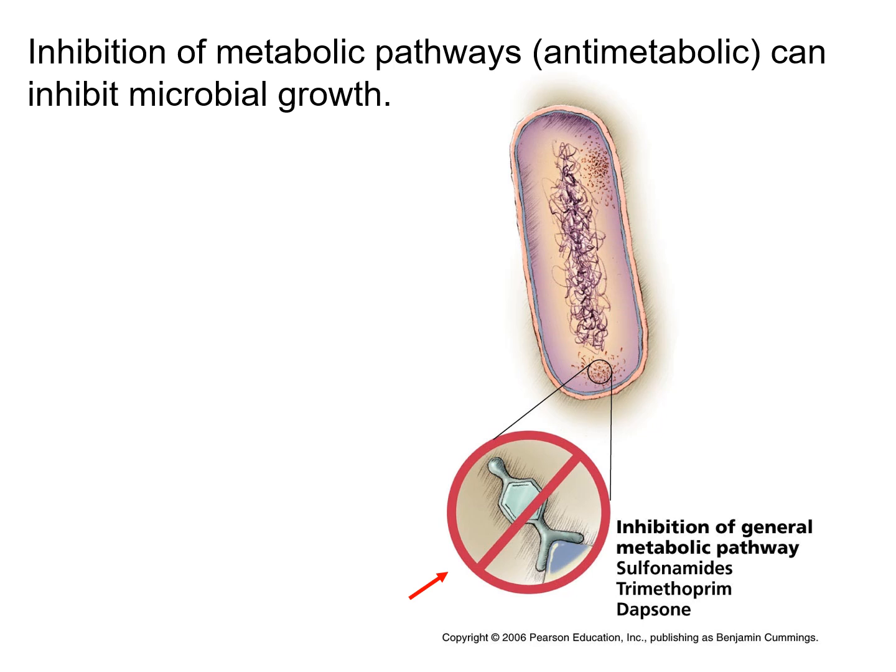So let's expand on metabolism. Inhibition of metabolic pathways can inhibit microbial growth. So these are anti-metabolic chemicals. These are anti-metabolic antibiotics. They're going to somehow affect an enzyme that may be involved in growth, nutrition, the health of the microbe.